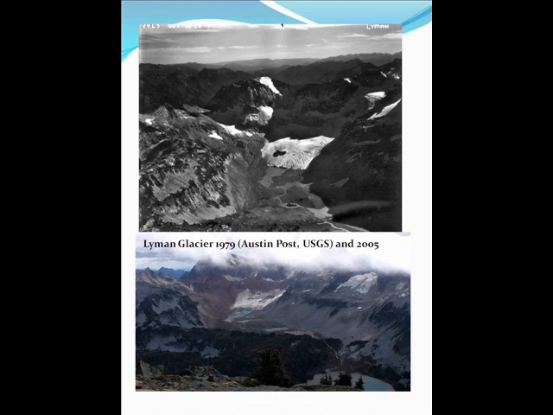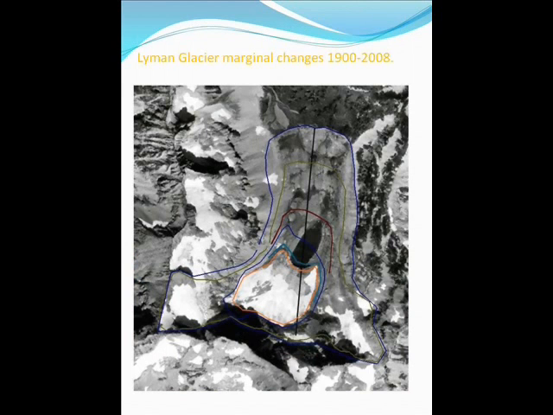And then in the next set of images we have 1979 above from the Cloudy Pass area versus 2005. 1979 from Austin Post. Again, the glacier is much reduced from 1921.